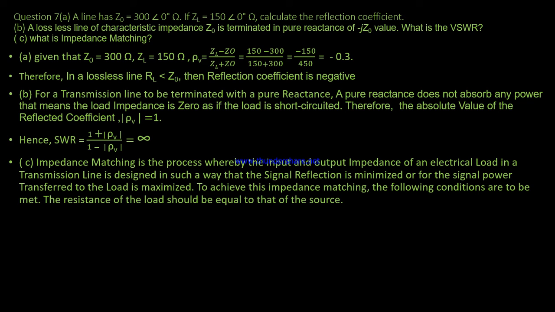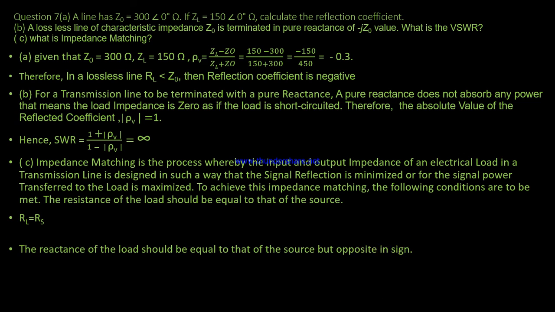So the C part of the question says, what is impedance matching? Impedance matching is the process whereby the input and the output impedance of an electrical load in a transmission line are decided in such a way that the signal reflection is minimized, or the signal power transferred to the load is maximized. To achieve this impedance matching, the following conditions are to be met. Number one, the resistance of the load should be equal to that of the source.